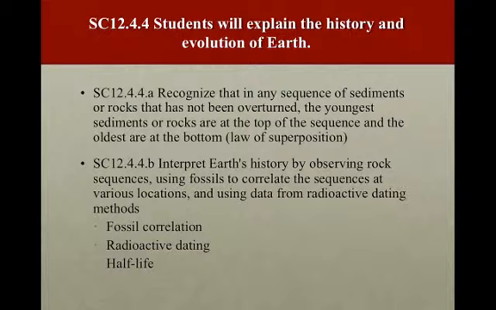Interpret Earth's history by observing rock sequences, using fossils to correlate the sequence at various locations, and using data from radioactive dating methods. So being able to date old things, and that's what they use, radioactive dating. Carbon-14 dating is common. It gives you a very rough estimate. It's not 100% accurate, because I know they've dated some things that they know are from a certain time period, and it dates them way older than what they really are, but they use it as a base. Yes, Colby. I don't know.